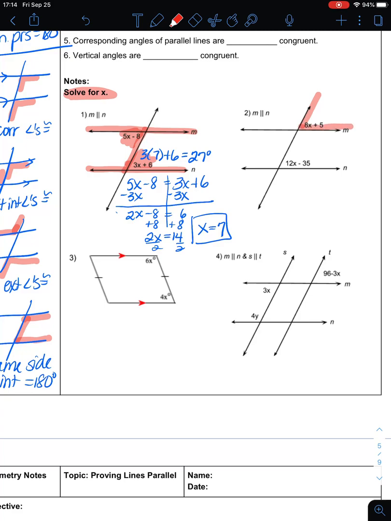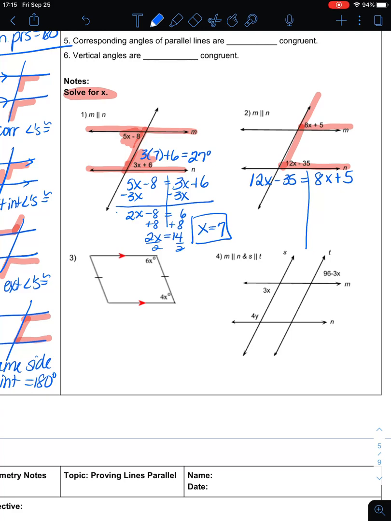So if I look at this next one, again, I have this angle here, and I have this angle here. Notice they form that F. It's upside down, but it's still an F. So since those lines are parallel, these angles are corresponding angles, and those corresponding angles are congruent. So I know that 12x minus 35 is equal to 8x plus 5.